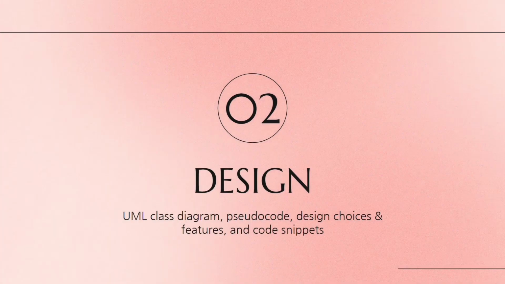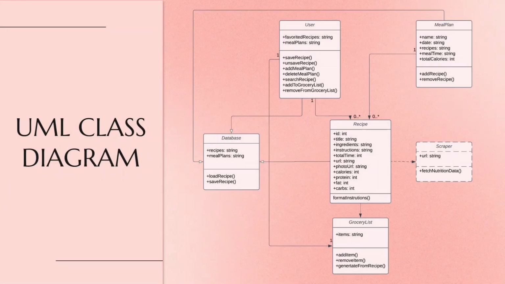Second, design. So we'll be going over our UML class diagram, pseudocode, and some design choices and features along with some code snippets. So for our UML class diagram, centered is our recipe, and this has about 3 layers to it. So for recipe itself, there are many attributes, including an ID, title, ingredients, instructions, total time, URL, photo URL, calories, protein, fat, and carbs.